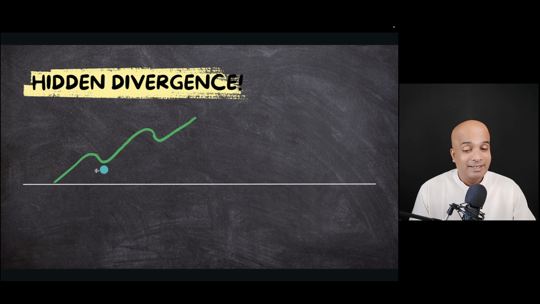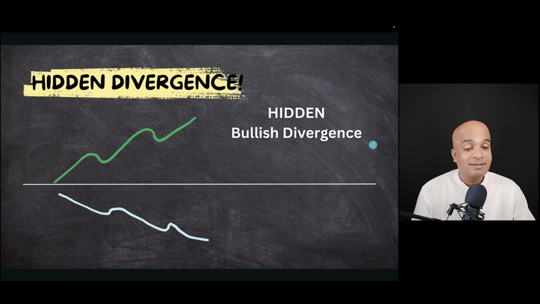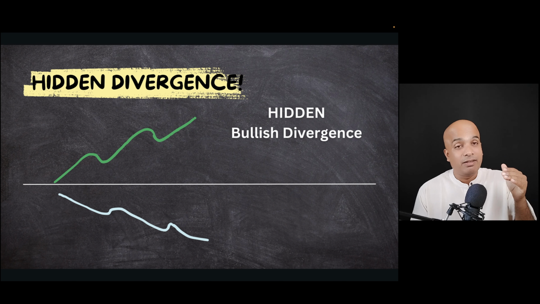For example, this is price, right? Price is in a strong uptrend, whereas RSI is making a lower high. In this case, see, price made a higher low, right? This is a higher low, whereas RSI made a lower low, right? So this is called RSI hidden bullish divergence. So you can use the RSI hidden bullish divergence to take a long trade.